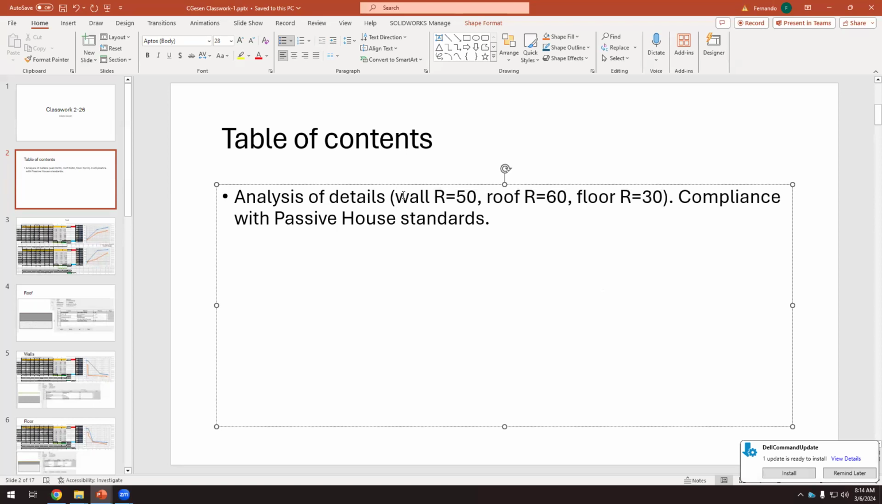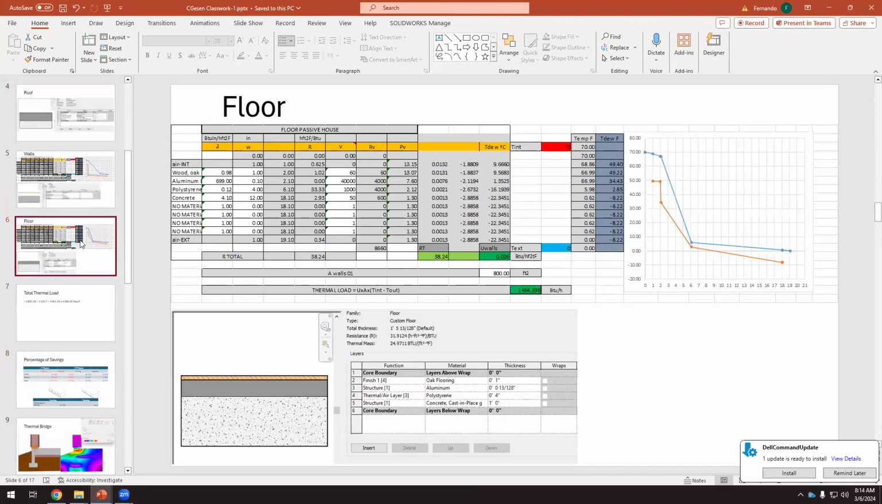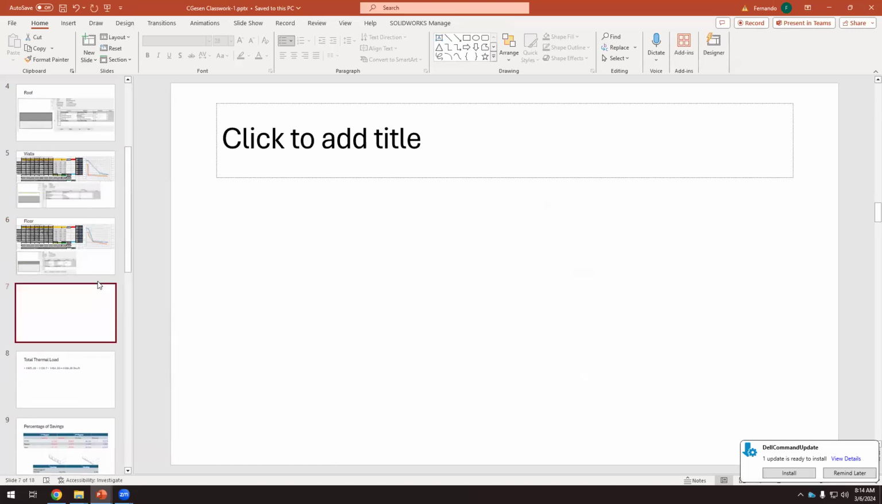Okay, so what's the conclusion of all this report? At the end of this analysis, there should be a conclusion of our values.